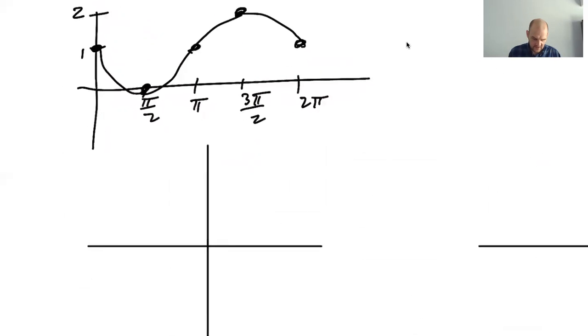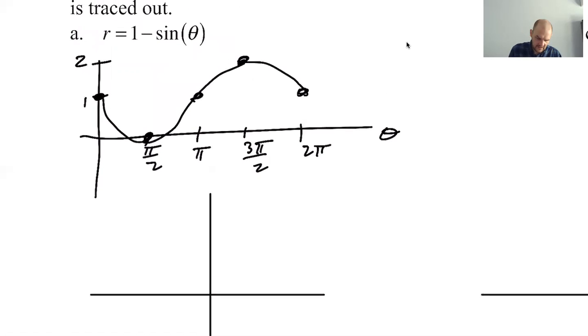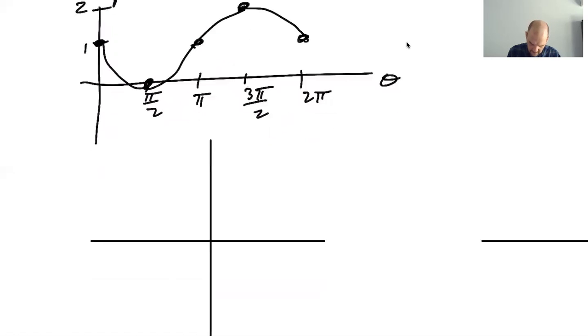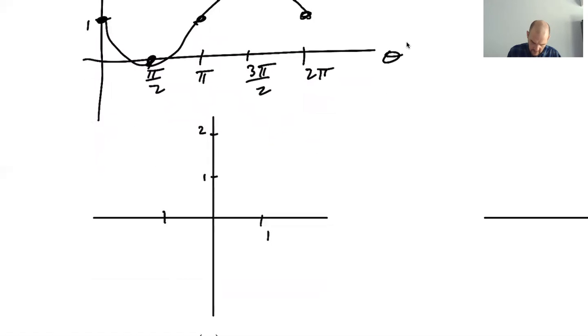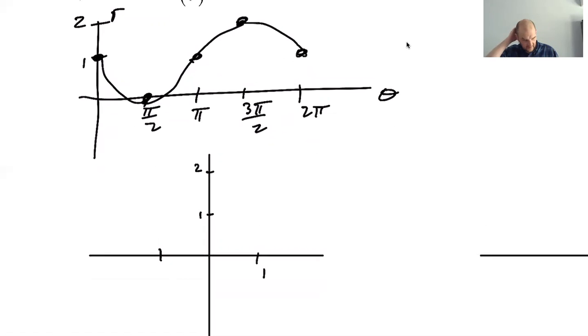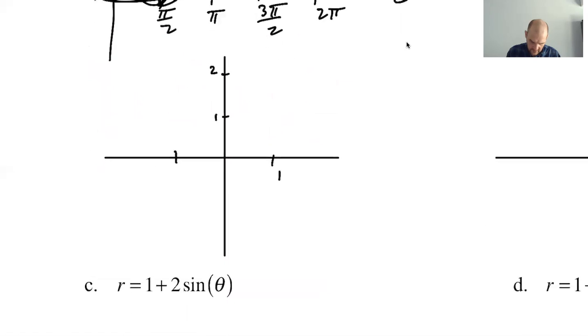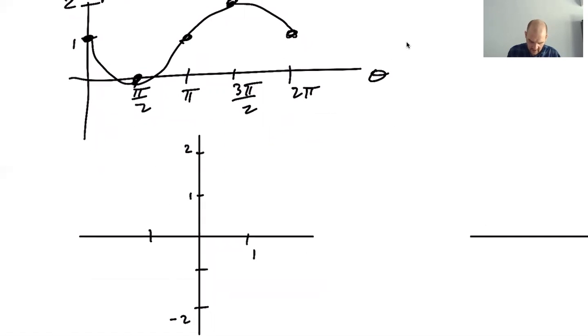All right, when theta is 0, you're going to get 1. So let us keep in mind, this is the theta axis. This is the r axis. So when theta is 0, you get 1. So I need 1, 1, 2. That's really all I think I'm going to, nope, totally wrong. Negative 2. Okay, I think that's all I'm going to really need.